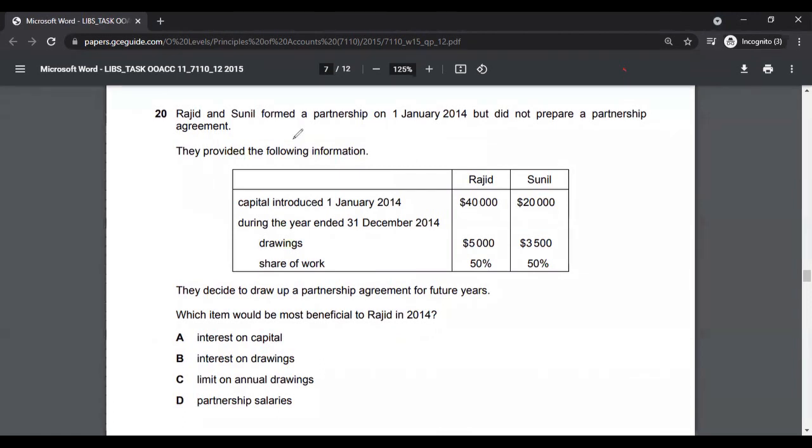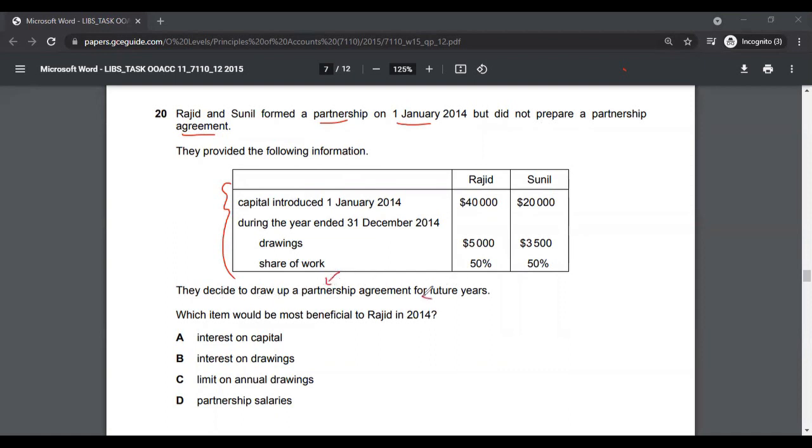Multiple choice 20. Rajat and Sunil formed a partnership on 1st January 2014, but did not prepare a partnership agreement. They provided the following information. So we have the following information here, which we will look at. They decide to draw up a partnership agreement for future years. Which item would be the most beneficial to Rajat in 2014?